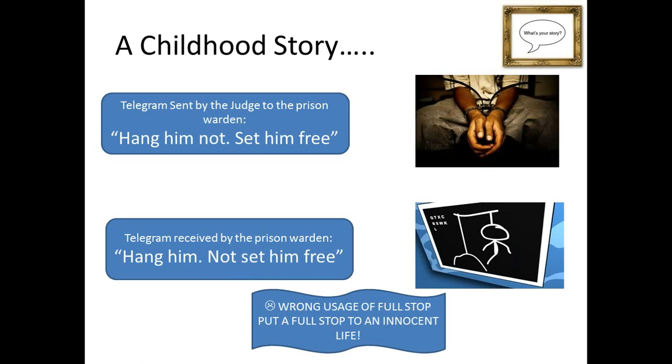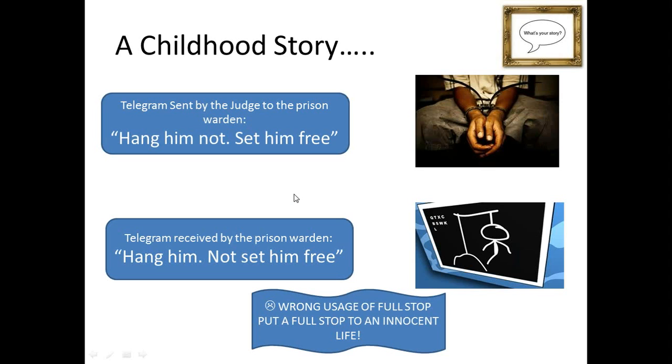Now, your emails are not going to be as drastic as this, but I want you to carry home the message that if you're not careful with your dots and commas, you are actually communicating a wrong message. And if you're communicating a wrong message, maybe people will not get hanged, but maybe you are burning some bridges. Please be careful about that.